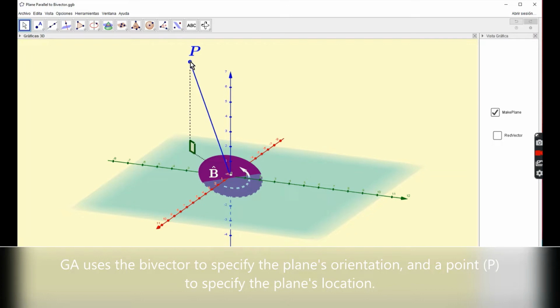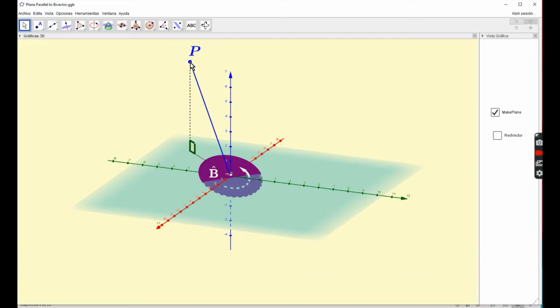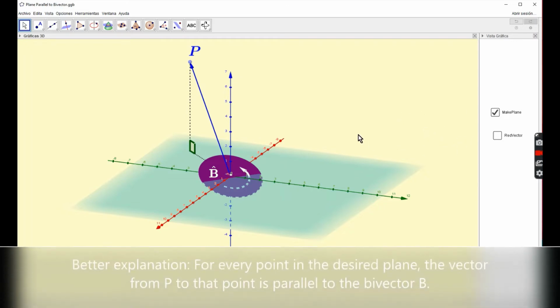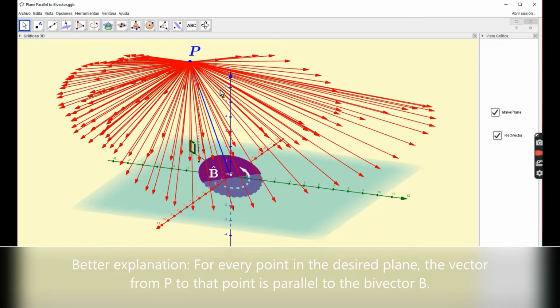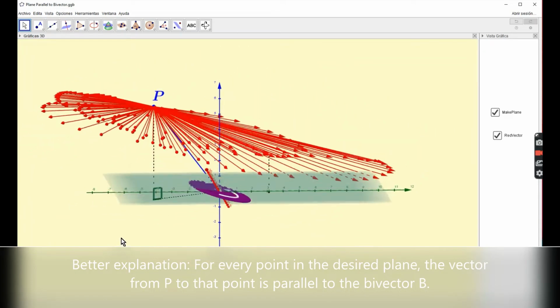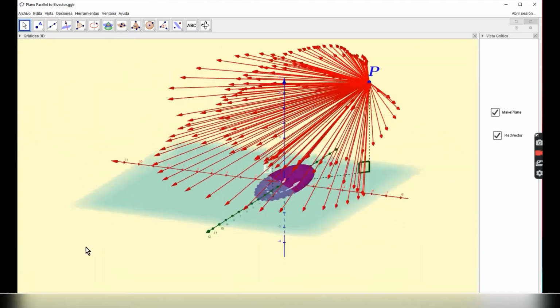perception. And we're going to construct a plane here, or specify it, I should say, as passing through this point P. So how do we do this? Well, in geometric algebra, what we do is specify that all the vectors in that plane are also parallel to the bivector. So we'll just crayon in a few here. So all these vectors are parallel to the bivector, as we can confirm here.